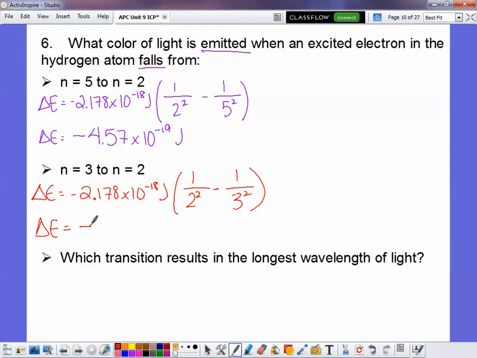Before you give me the answer for the math, do you expect the amount of energy being emitted to be greater than, less than, or equal to the amount of energy being emitted for the first transition? Why do you say it's less?